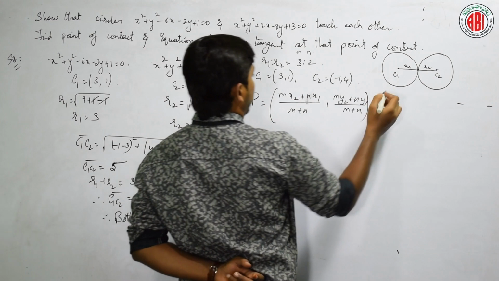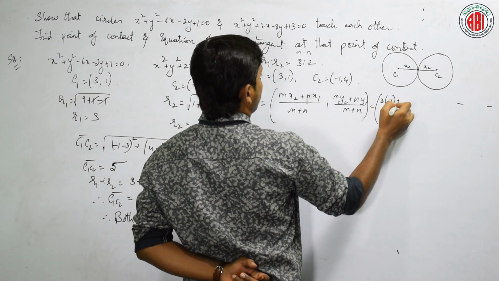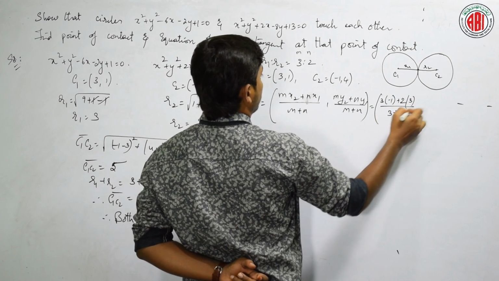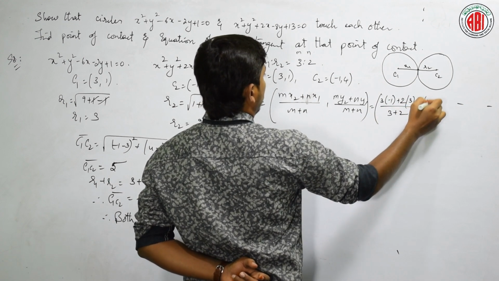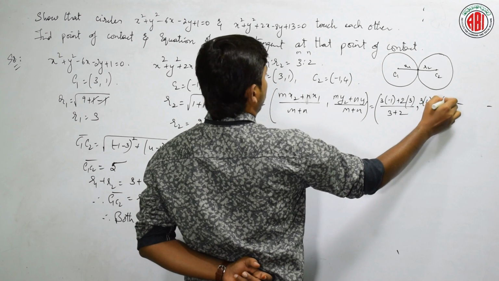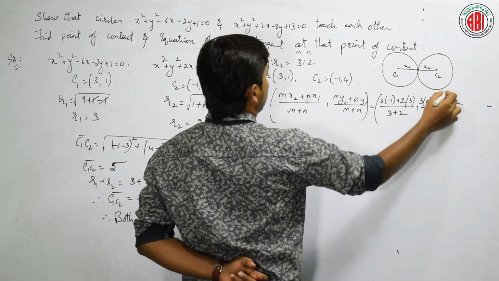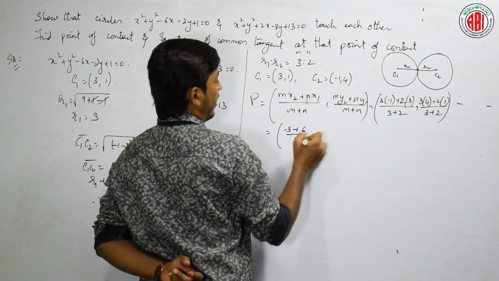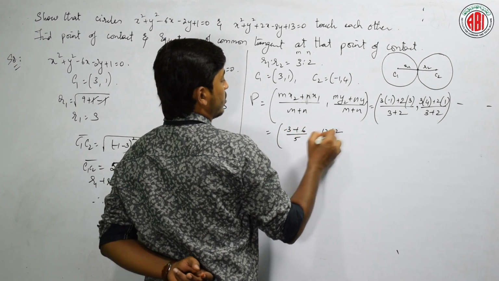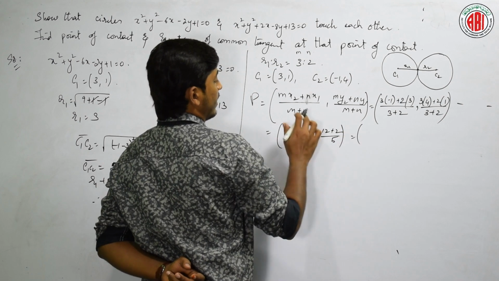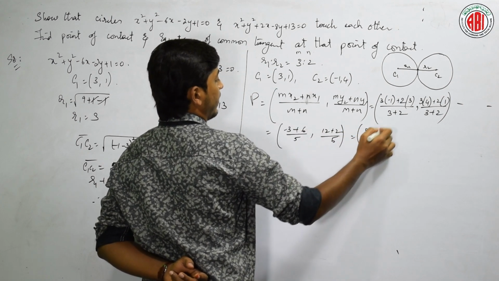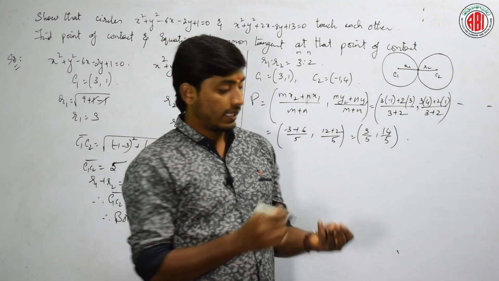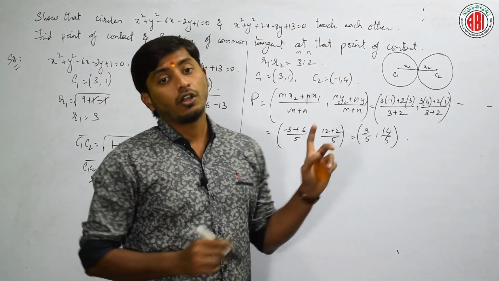So we can write it as (3 into minus 1 plus 2 into 3) by (3 plus 2), comma, (3 into 4 plus 2 into 1) by (3 plus 2). Now minus 3 plus 6 by 5, 12 plus 2 by 5. What is the answer? 3 by 5, 14 by 5. Isn't it? This is the point of contact.